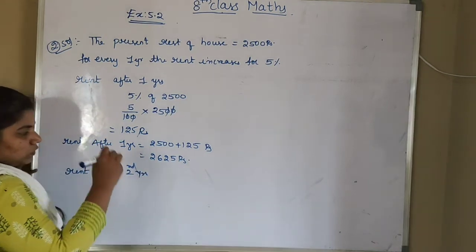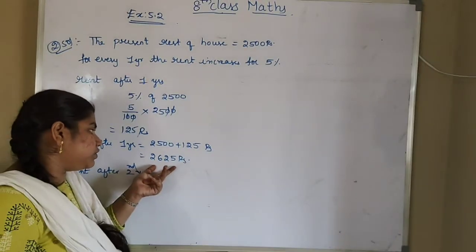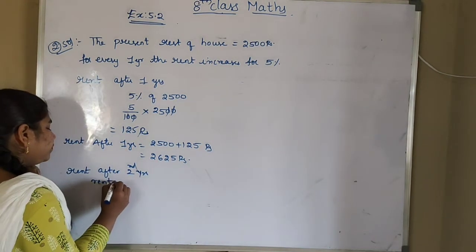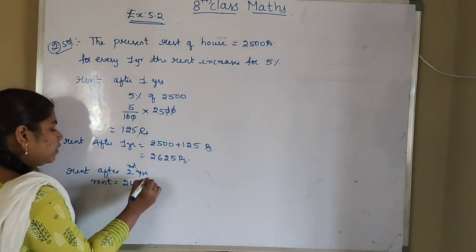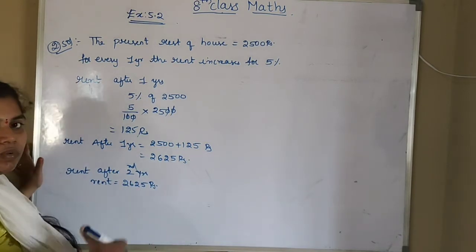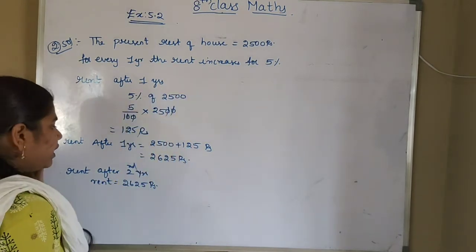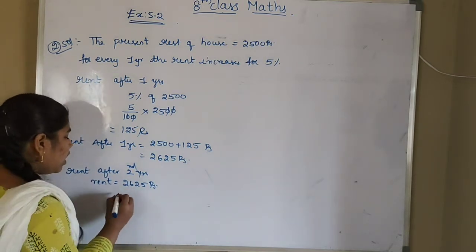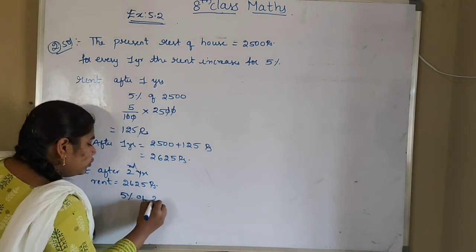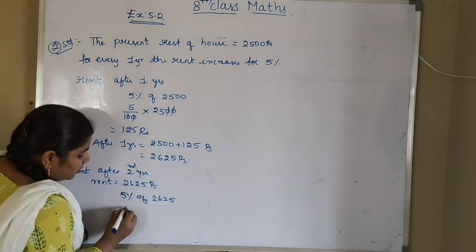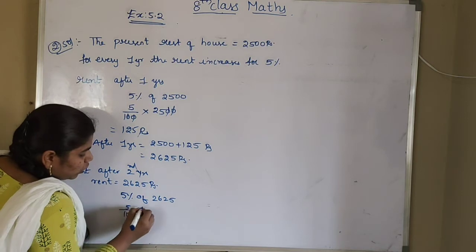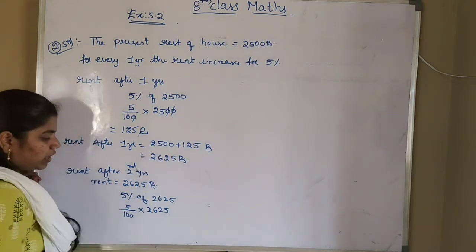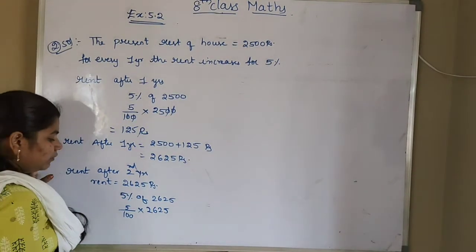So the rent after the second year. Okay, so now what is the rent? That is 2625 rupees. After every 1 year, how much will he increase? 5%. Now what is the 5% of this value we have to find? Now 5% of 2625. 5% is nothing but 5 by 100, of is nothing but multiplication, 2625.